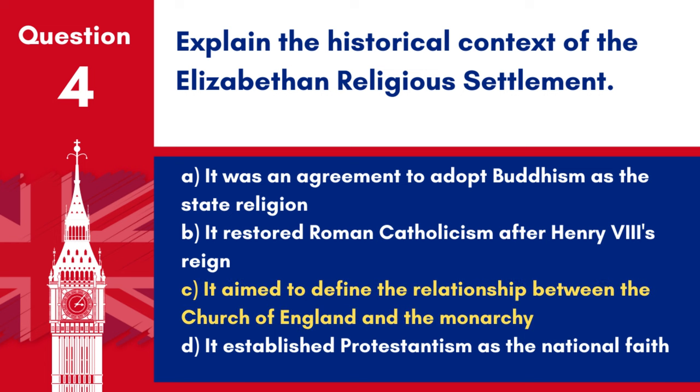Answer. C. It aimed to define the relationship between the Church of England and the monarchy. The Elizabethan religious settlement was a series of laws passed during the reign of Elizabeth the First that established the Church of England's independence from Rome and its compromise between Catholicism and Protestantism.